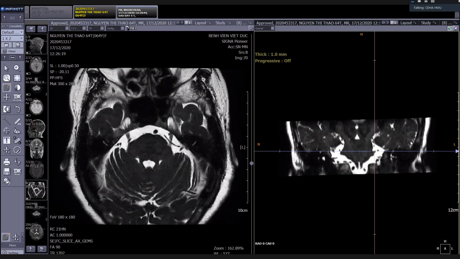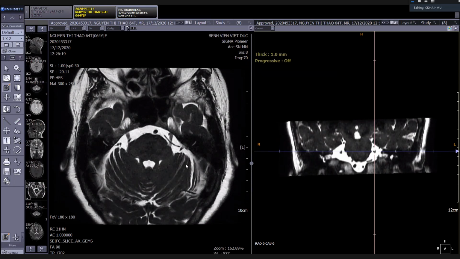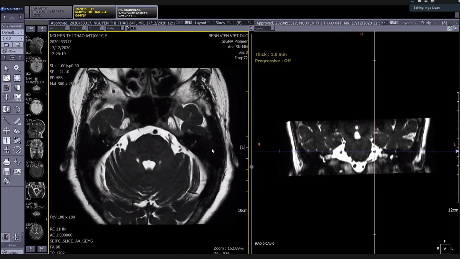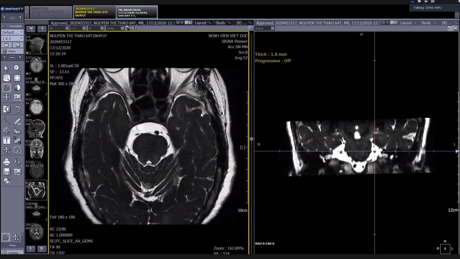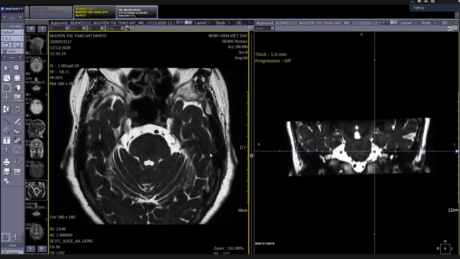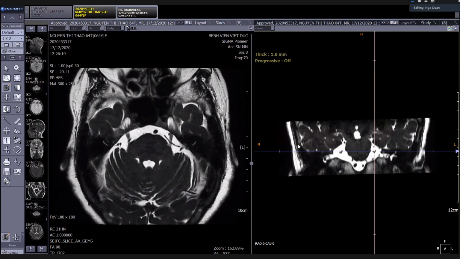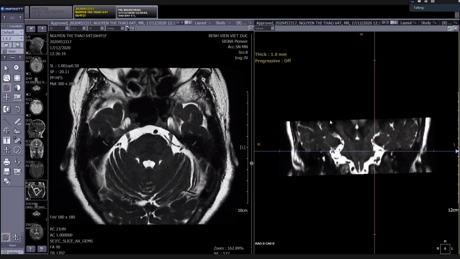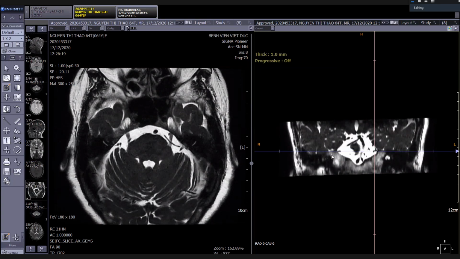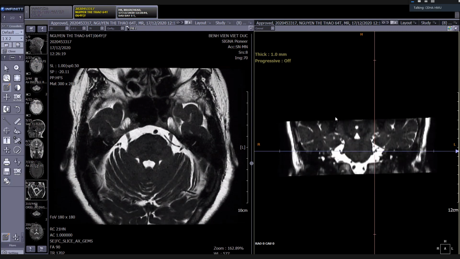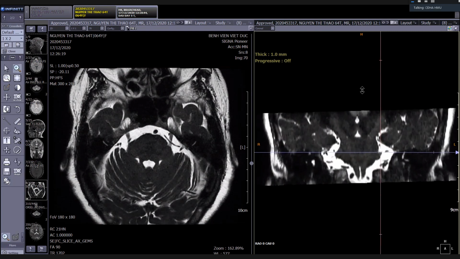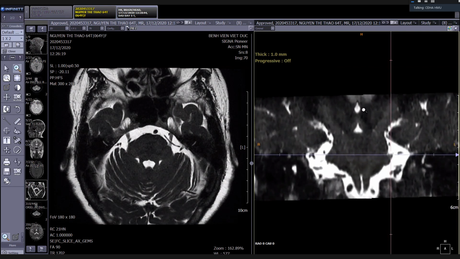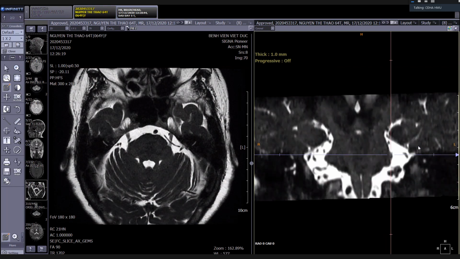So what are the vessels? One vessel is the AICA. Okay, so which one is AICA? And which is the second vessel? I don't really see this one clearly. Can you zoom in on the coronal plane, please? Okay, and make it darker.